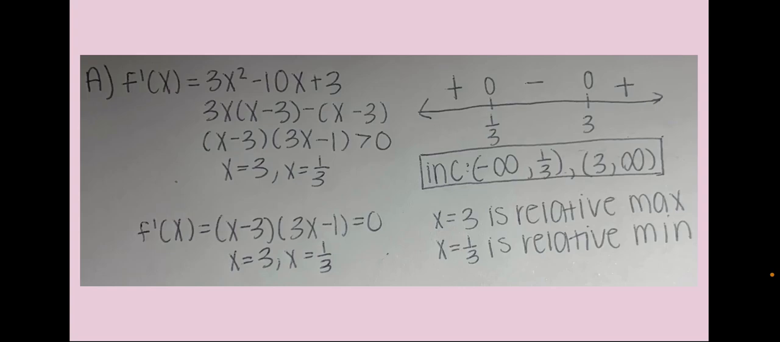At x equals 3, the sign of f prime of x changes from negative to positive, and this indicates that this is a relative minimum. At x equals 1/3, the sign of f prime of x changes from positive to negative, which indicates that this is a relative maximum. So those are the two extrema.